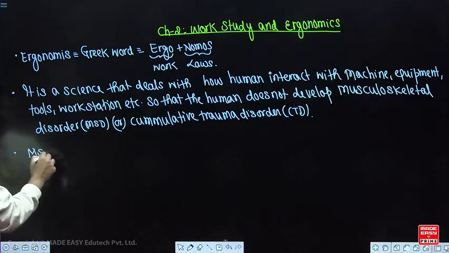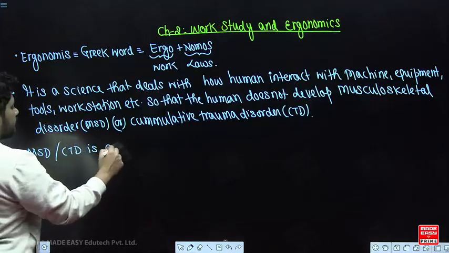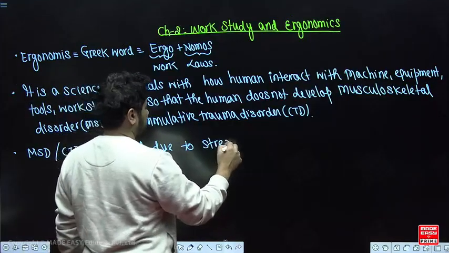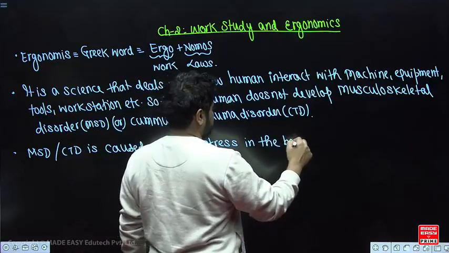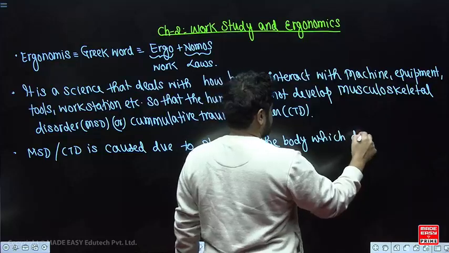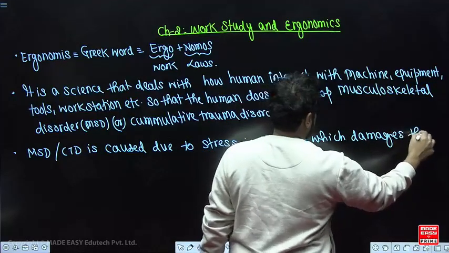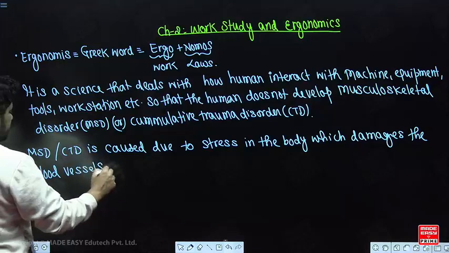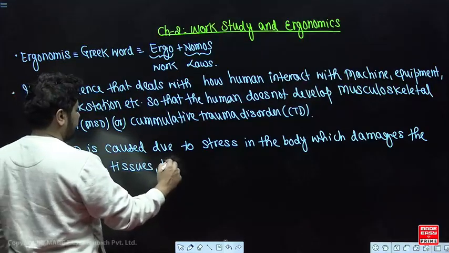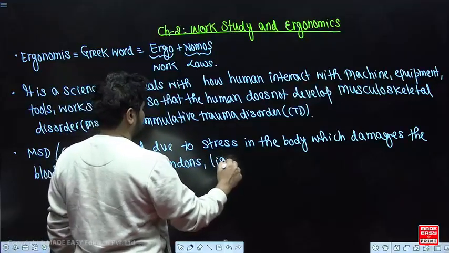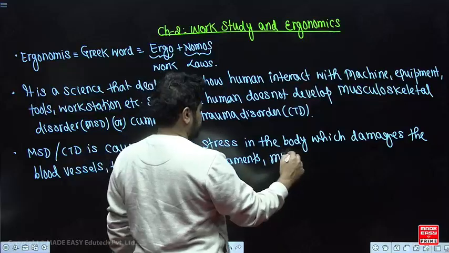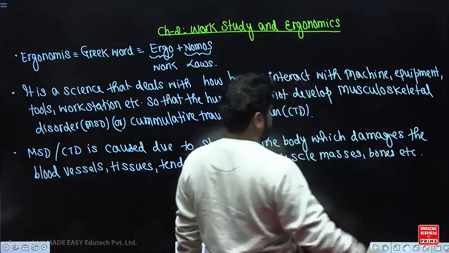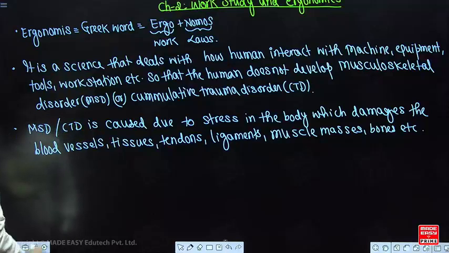So MSD or CTD is caused due to stress on the body, which damages the blood vessels, tissues, tendons, ligaments, muscle masses, bones, etc. Correct?